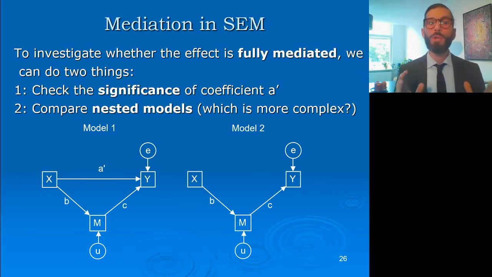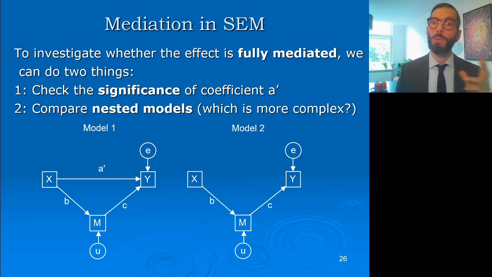On this slide, you see an example of two nested models. And the model on the right is nested in the model on the left. What do I mean by this? Well, the definition of a nested model is a model that can be created by constraining one or more parameters in another model to be equal to zero or equal to each other. So if I start with model 1 on the left, I could constrain the effect of x on y to be equal to zero. That effectively removes the path from the model, which gives me model 2.